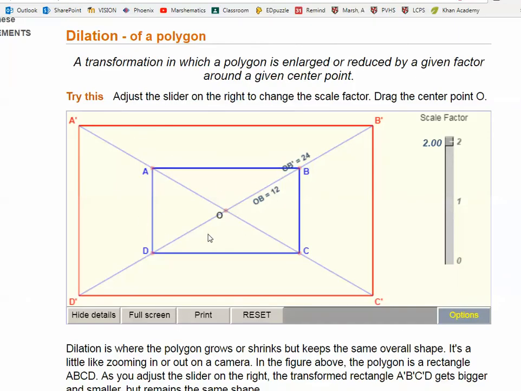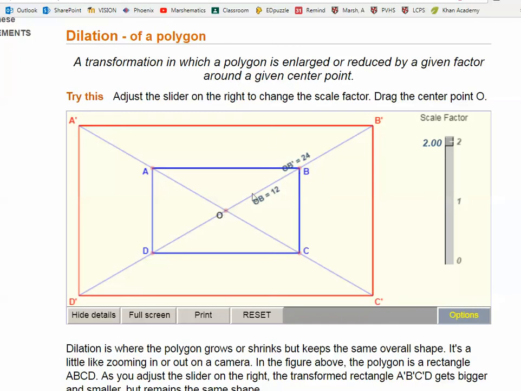Take a look at this dilation. Rectangle ABCD, the blue rectangle, is the pre-image. It is dilated to get the image, rectangle A prime, B prime, C prime, D prime. Notice that the image is larger than the pre-image of the blue rectangle. Notice over here we have a scale factor and it shows that it is 2.